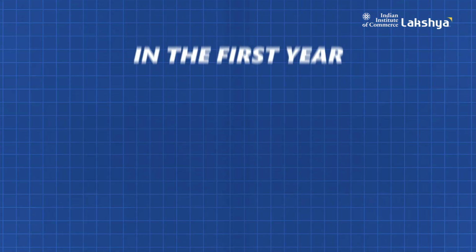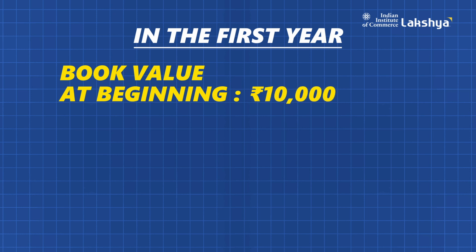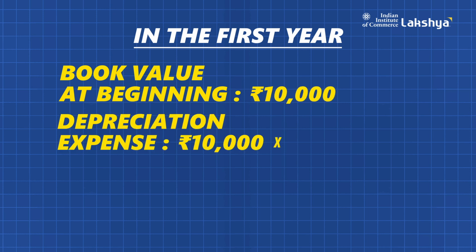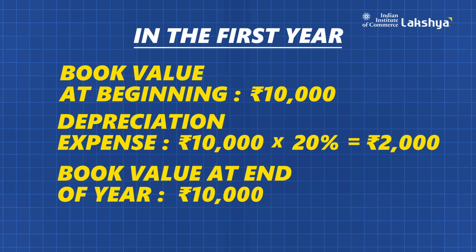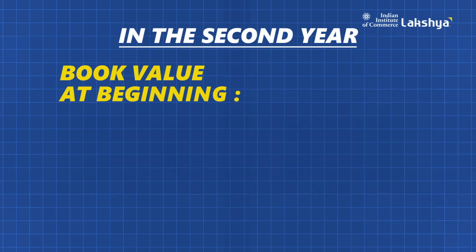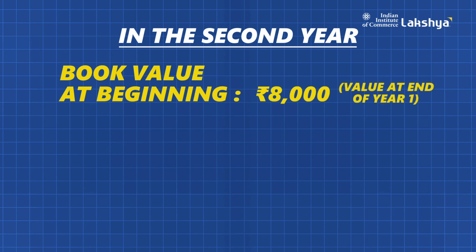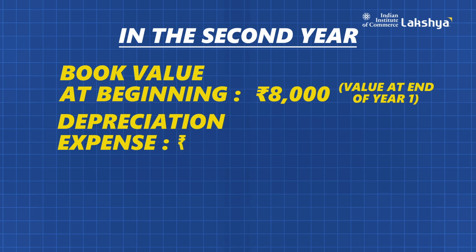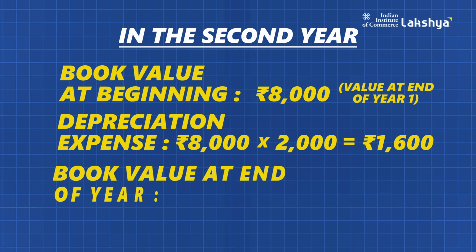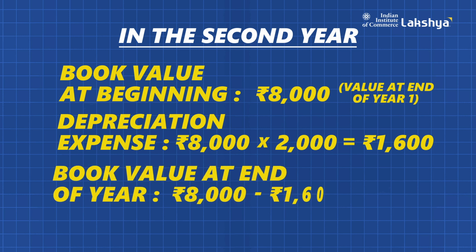For example, imagine you buy a machine for rupees 10,000 and you use a depreciation rate of 20% per year. In the first year, the book value at the beginning is rupees 10,000. The depreciation expense is rupees 10,000 multiplied by 20%, which gives you 2,000 rupees. The book value at the end of the year is rupees 10,000 minus rupees 2,000, which gives you 8,000 rupees. In the second year, the book value at the beginning is rupees 8,000, which is the value at the end of year 1. The depreciation expense is rupees 8,000 multiplied by 20%, which gives you rupees 1,600. The book value at the end of the year is rupees 8,000 minus rupees 1,600, which gives you 6,400 rupees.